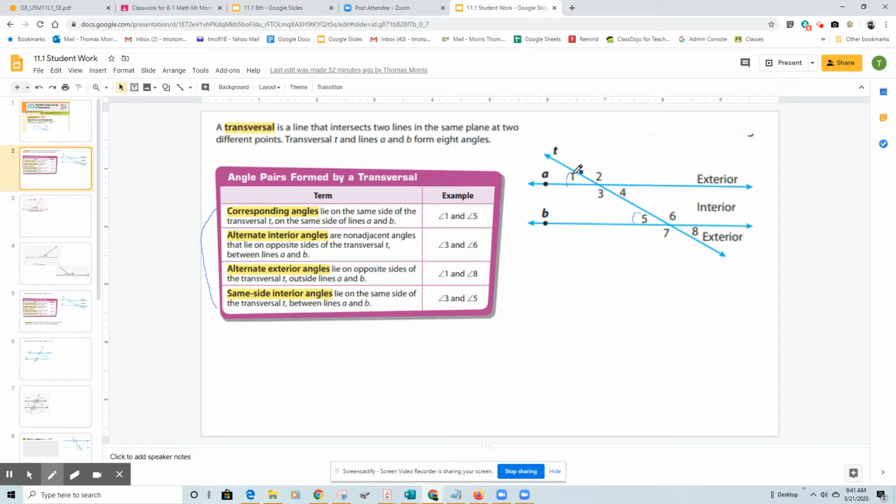They're on the same side of the transversal. You see that little shape right there? They are equal. So take a look. On the opposite side, we have a bigger angle right here.